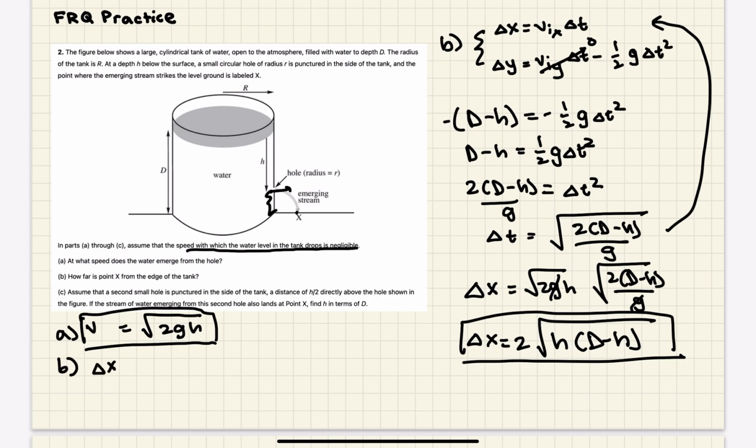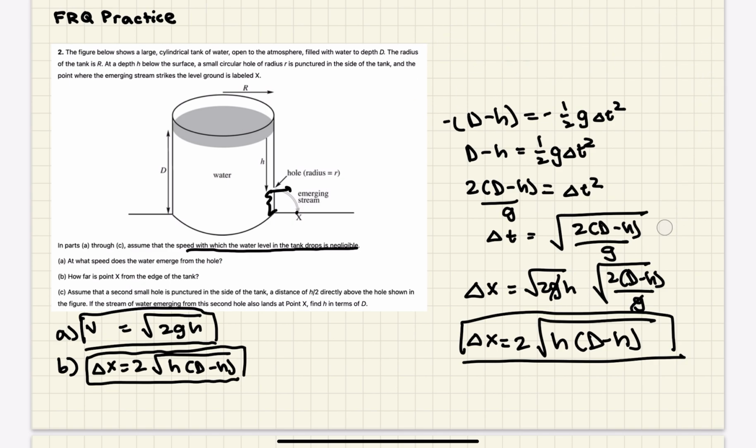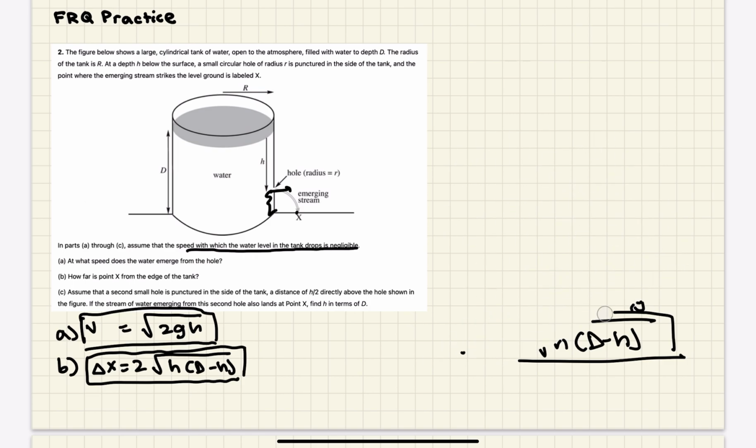See, no AP Physics 2 required, just AP Physics 1. Unfortunately, though, you do need AP Physics 2 because A depended on AP Physics 2, and so you can't really solve B without A. You do use the velocity. So that's a bit tough.